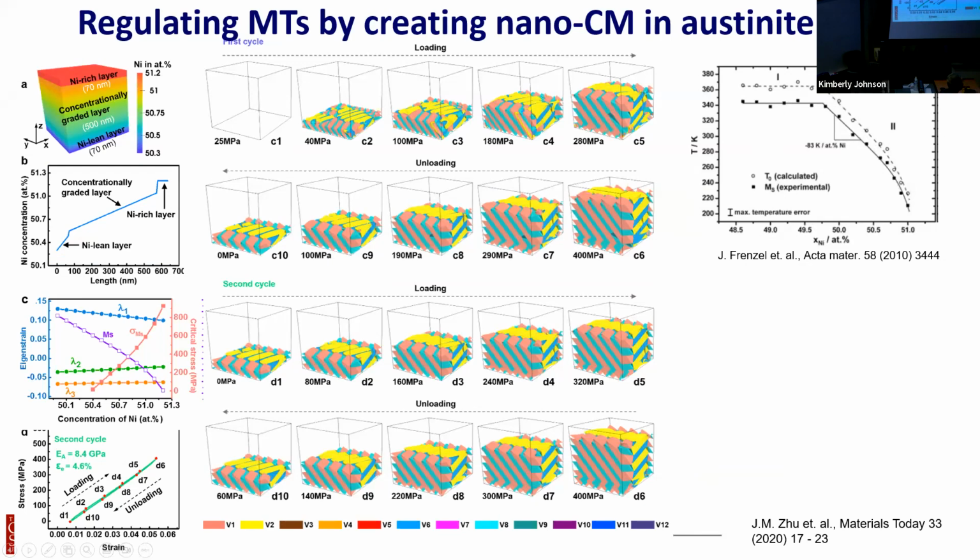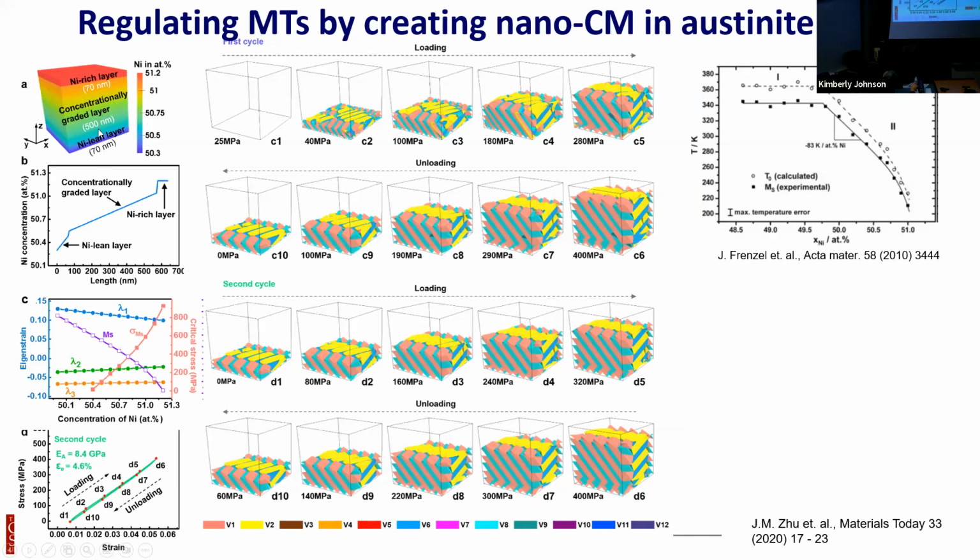You have a very steep dependence on this nickel content. We say, okay, let's design a spatially compositionally modulated material. Let's say we have a layer. The top layer is about 70 nanometers and is highly nickel rich, and this is going to stay as austenite. And then we have about 70 nanometers at the bottom that's nickel lean, so you can have a martensite.